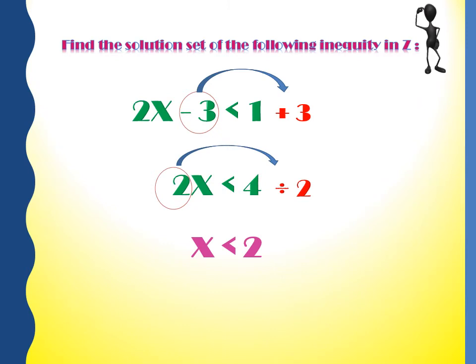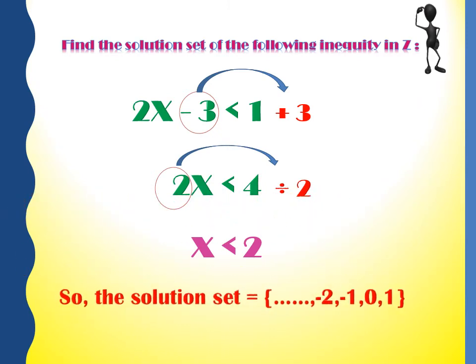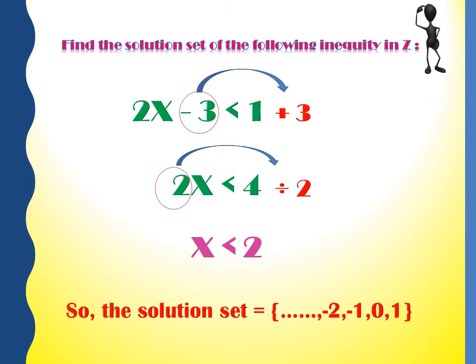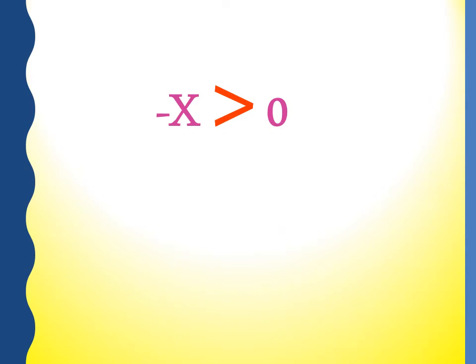The integers which are smaller than 2 are 1, 0, negative 1, negative 2, till negative infinity. Middle one, let's see this inequality: negative x greater than 0. Which number satisfies this inequality? If we put x with any positive number, like 3, negative 3 greater than 0, it's wrong. Then the value of x should be a negative number. Then x smaller than 0.